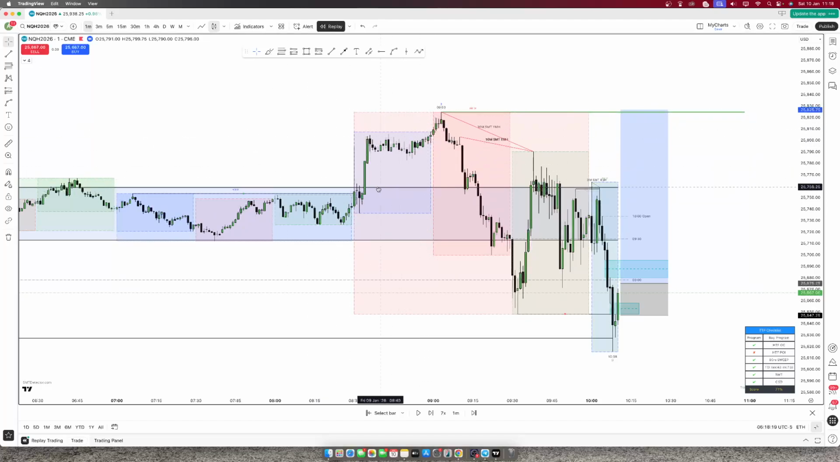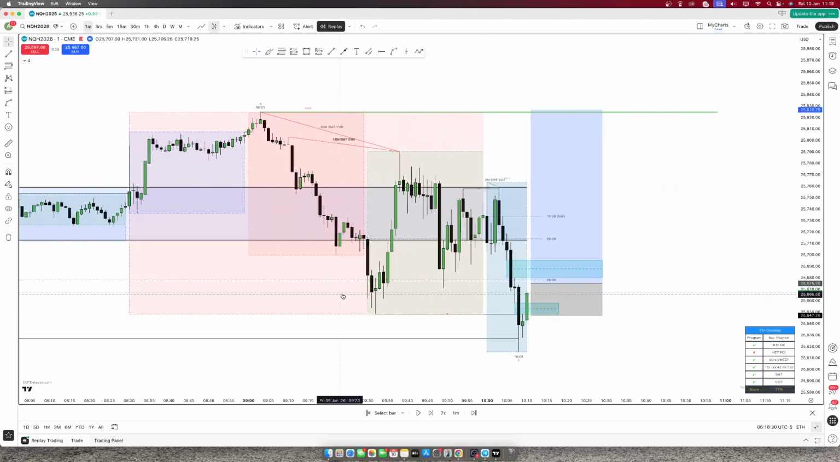We then had a point of interest where I was expecting price to push down into and then push all the way back up. What happened here is at 9 o'clock, price pushed all the way down, and this is where 9:30 opened. If we look at the 9:30 range, we can see that it was essentially just consolidation, right? So then we were waiting for 10 o'clock.